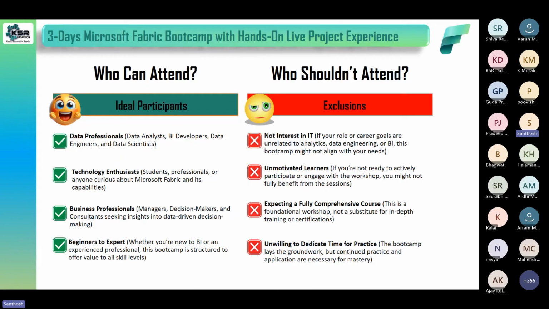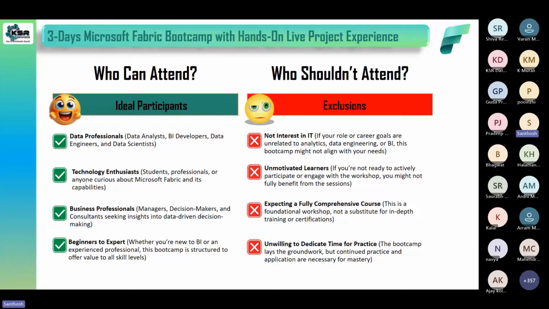Now, again, there will be one question: is this the right course? Is this the right session? Is this the right bootcamp? So who can attend and who should not attend? As simple as that, I have a table for you. Who can attend? Students, working professionals, experienced people, freshers, anyone can attend this. You should have some interest in data and data-driven platforms; that's a primary requirement. For people trying to begin their career, this is definitely a good platform to understand.